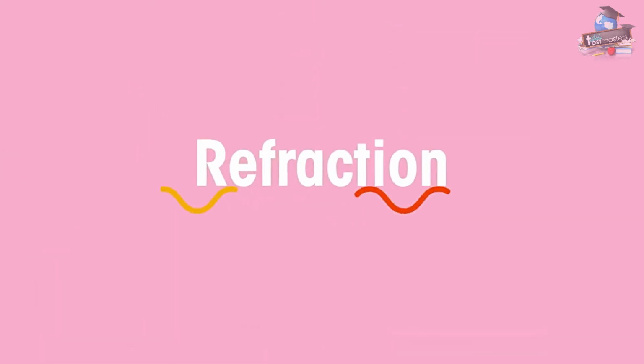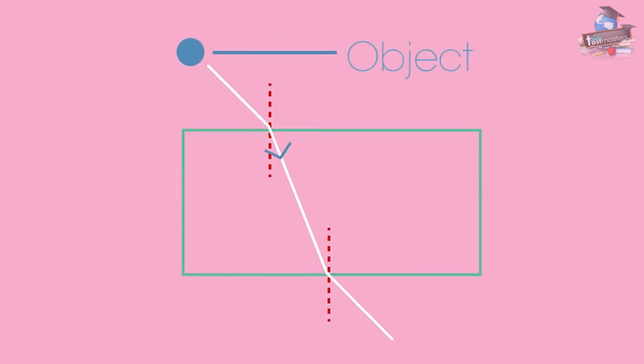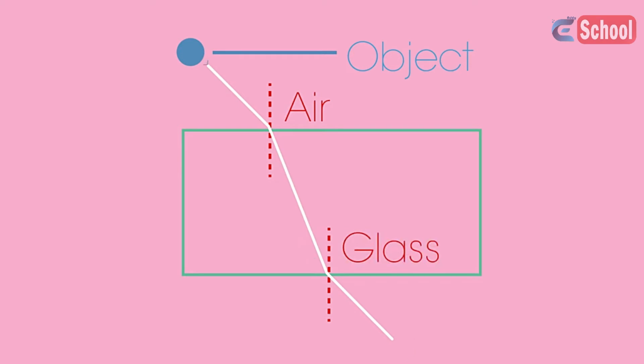So what happens during refraction? Sound waves and light waves change speed when they pass across the boundary between two substances with different densities, such as air and glass. This causes them to change direction, which is called refraction.